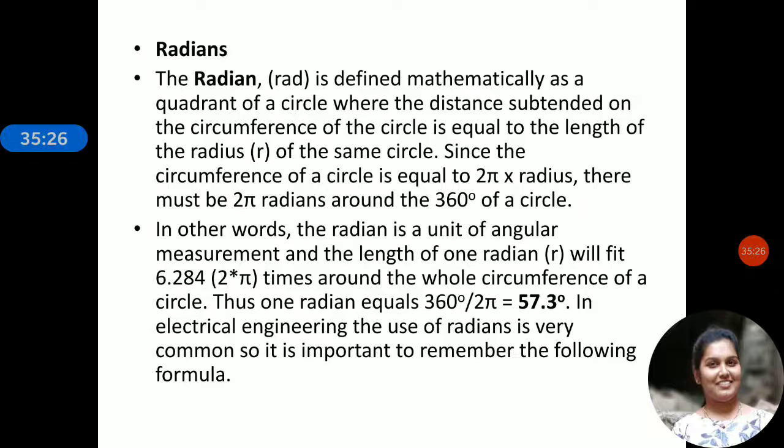In other words, the radian is a unit of angular measurement, and the length of 1 radian will fit 6.284 times around the whole circumference of a circle. Thus, 1 radian is equal to 360 degrees by 2 pi, which will be equal to 57.3 degrees. So in electrical engineering, the use of radians is very important to remember. Each radian will be equal to 57.3 degrees, and this value should be remembered while calculating the instantaneous values of current.